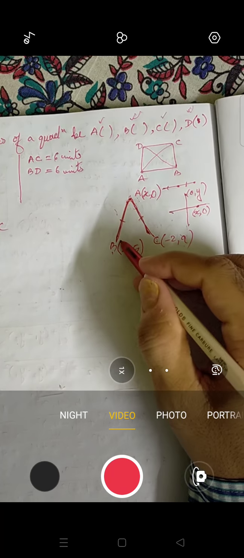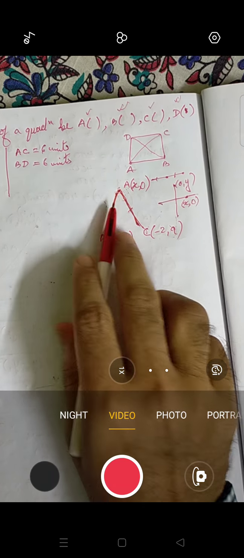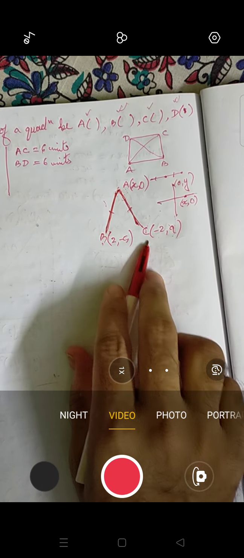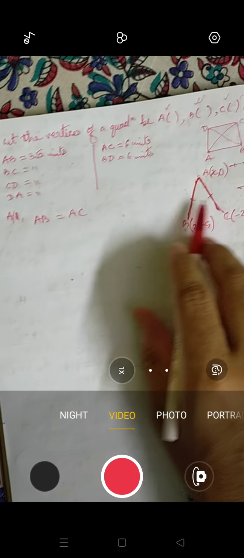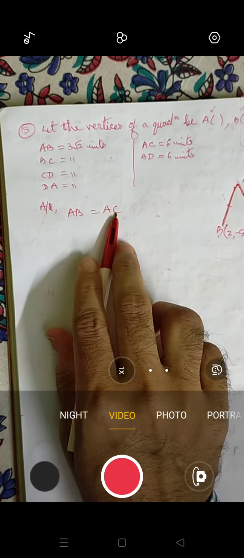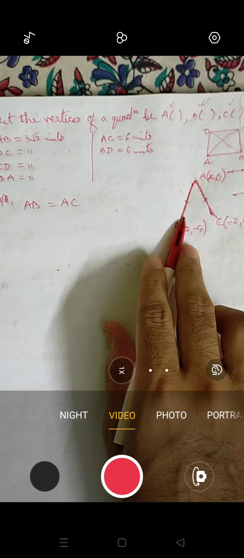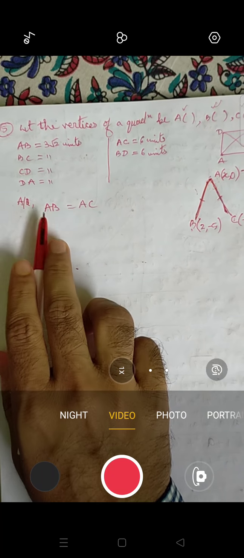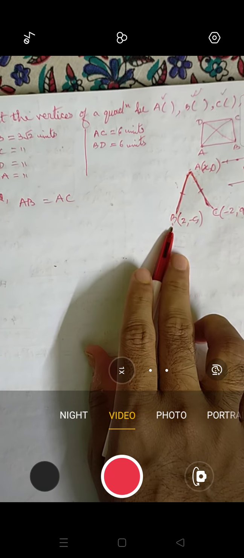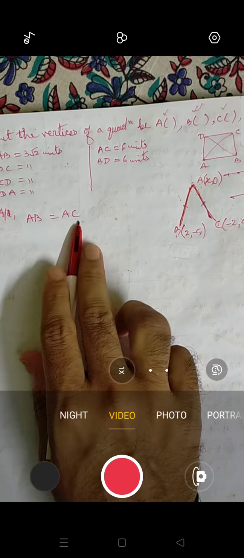AB is a side and AC is also a side. Okay? Now in the question it was said that AB and AC were equal, that means their distance is equal. That's why we have taken AB equals to AC. But AB is the distance. To find AB we have to use the distance formula because AB is the distance. So we will apply the distance formula to find AB and AC.